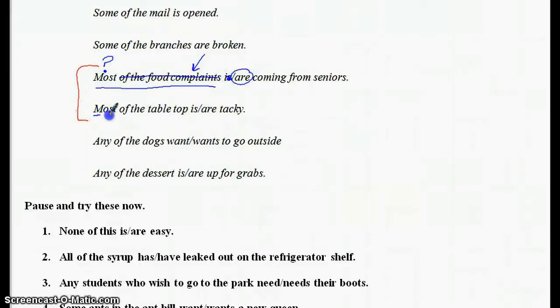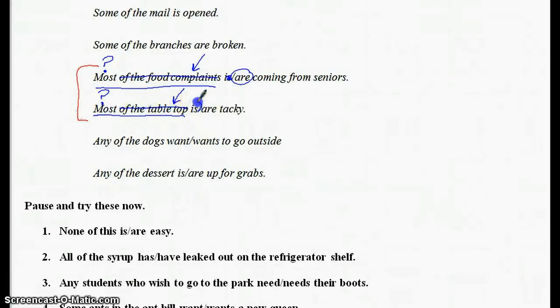How about this one? Most of the tabletop. What would you do? Do it now. That's right. We don't know what most is. It's a synonym. Normally we would cross this off. We got to come back, though, to the tabletop.